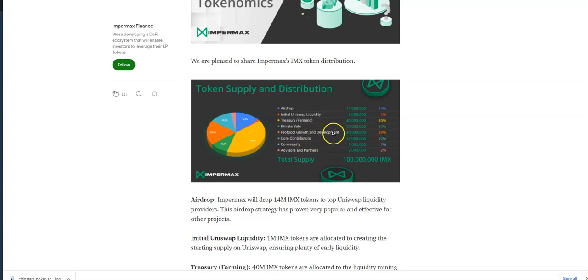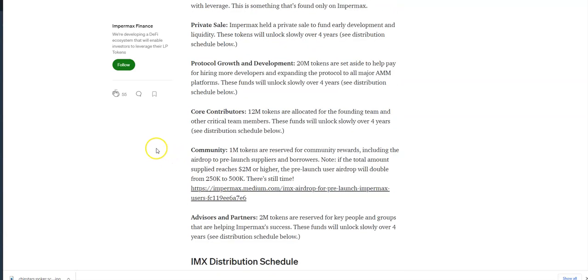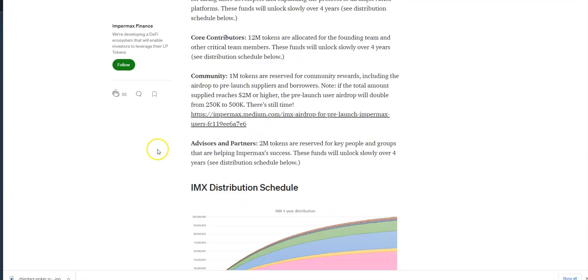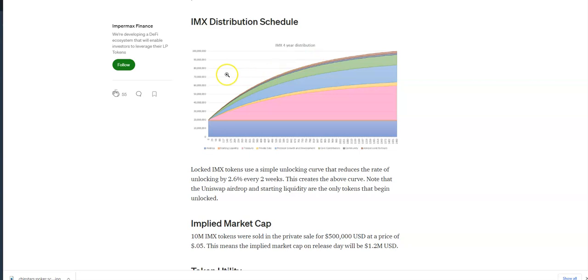So for protocol growth and development, and this just means that they're going to be using these tokens so as to help pay for hiring more developers and expanding the protocol to all major AMM platforms. These funds will unlock slowly over 4 years, guys. If you go here, you'll see that it says locked IMX tokens use a simple unlocking curve that reduces the rate of unlocking by 2.6% every 2 weeks.